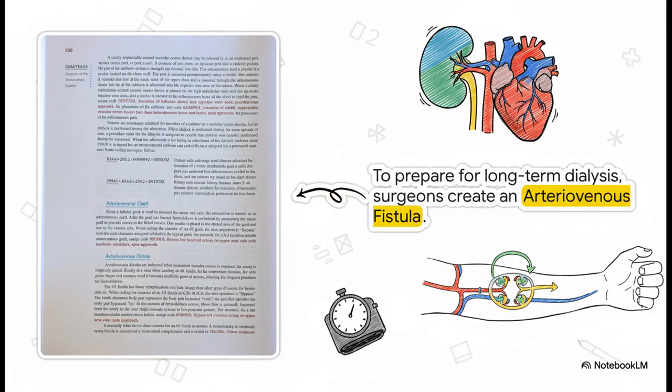Now, to do this long-term, doctors need a really durable way to access the bloodstream, so they perform a procedure to create something called an arteriovenous fistula. It's basically a surgically created superhighway between an artery and a vein that makes dialysis much easier and safer. And, you guessed it, even this very specific preparatory surgery has its own unique code, 03180J3. The level of detail is just incredible.